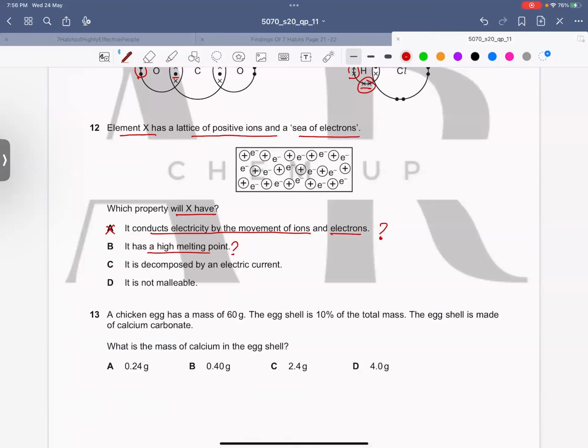Yes, but I will suggest first go for the next options and make sure that what you are thinking is actually the correct one, because sometimes some statements appear to be correct but might not be. It is decomposed by an electric current. If it's a metal, no, metals do not get decomposed by electric current. It is not malleable. No, so it is also not correct. So what we initially thought is our correct answer, that is B.